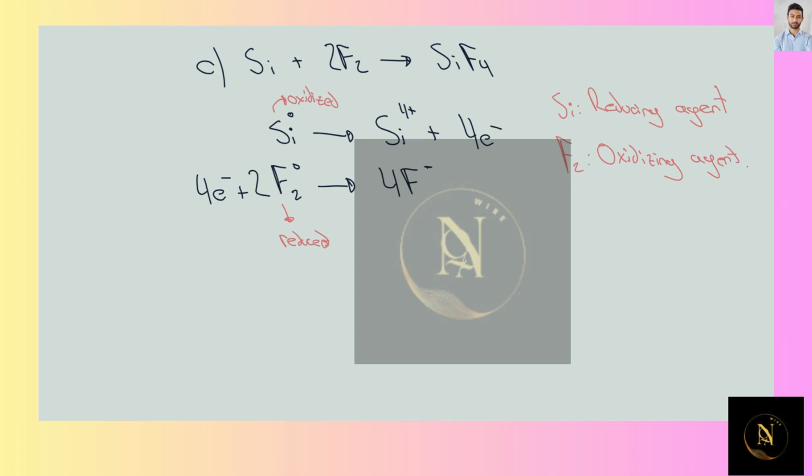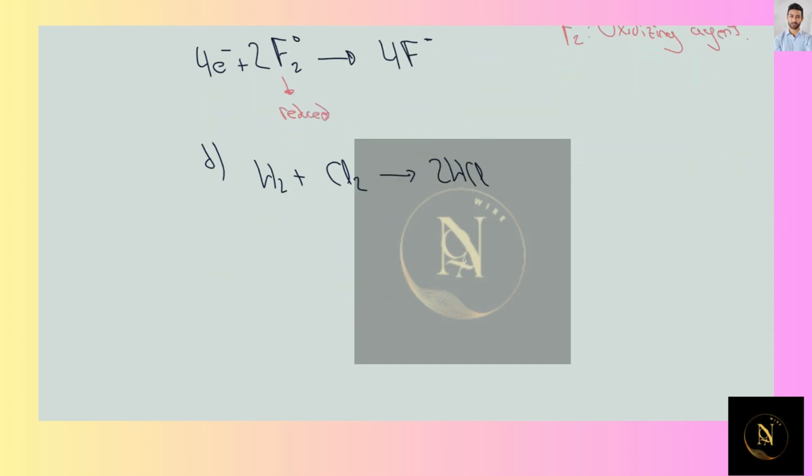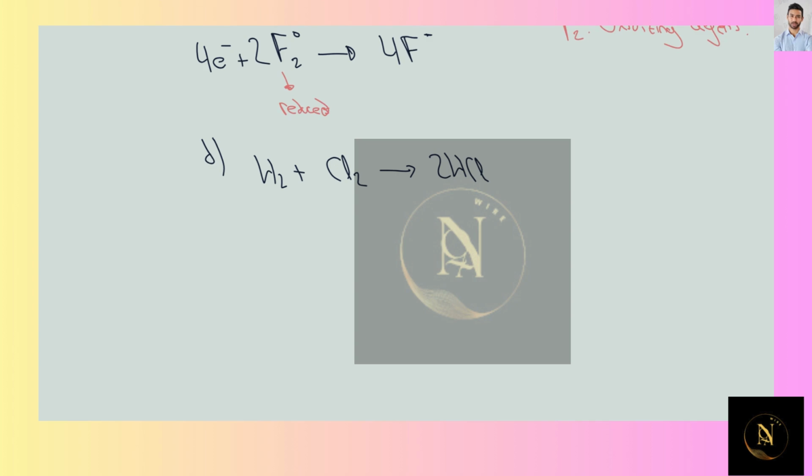And finally, for reaction D, we're going to have H2 plus Cl2 that is going to produce 2 of HCl. In this case, the half reactions are going to be H2 going into 2 H plus and Cl2 going into 2 Cl minus. We're going to require 2 electrons over here and 2 electrons over here.